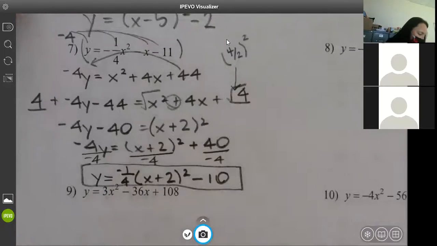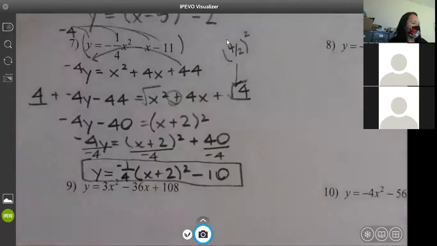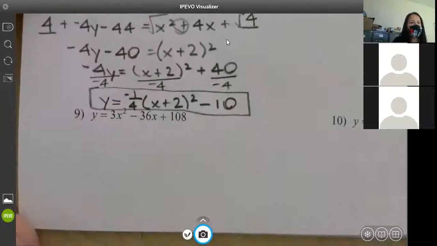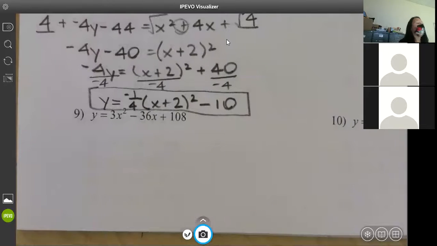Let's go ahead and do number 9 while we're down here. All right. So this is how I do it. And people teach it a little bit different, but to me, this is the easiest way to do it. Okay. So bear with me for a minute. I'm going to actually go to a different sheet of paper so I make sure I'm not squishing it up like I did on the last couple, only because it's important. There's not a lot of room on this one. So y equals 3x squared minus 36x plus 108.